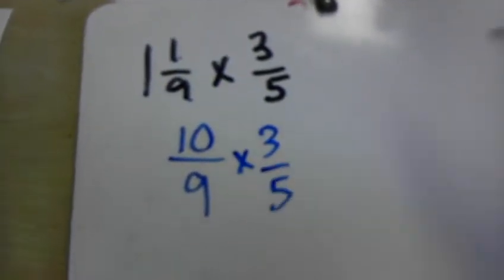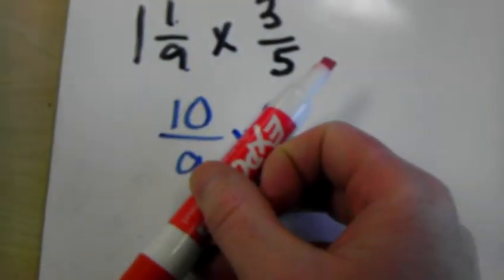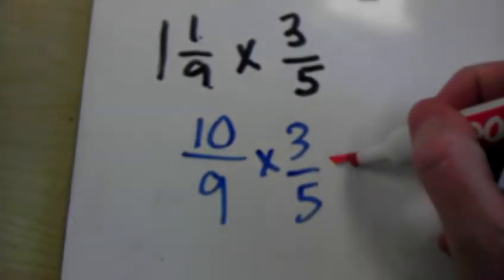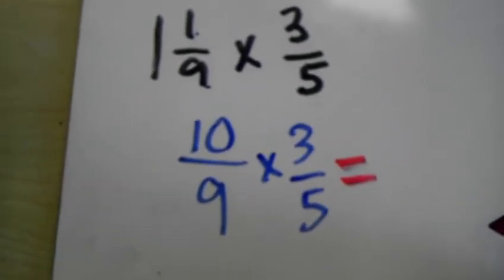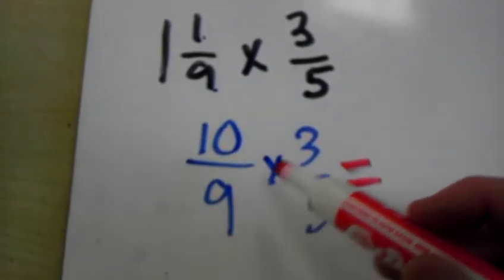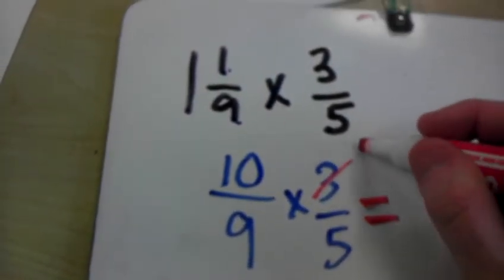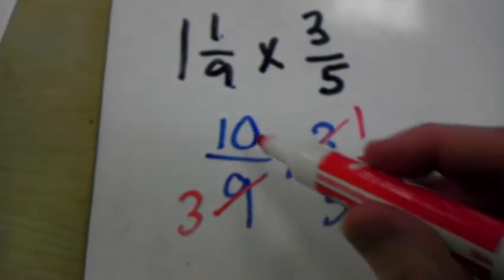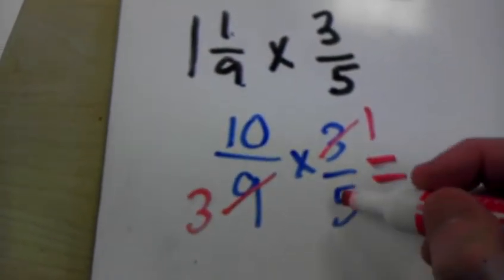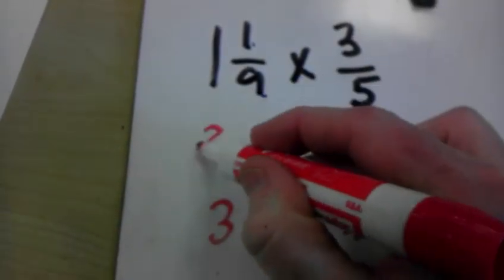3/5 here. Now, the nice thing about this problem, I can simplify diagonally before I go through and work this out. Otherwise, I'll just be working with bigger numbers. You could get the right answer that way, but to make it easier, I can find out that 3 and 9 have a common factor of 3, so I can divide them both by 3. And 3 divided by 3 is 1, 9 divided by 3 is 3, 5 and 10 also share a common factor of 5. So 5 divided by 5 is 1, and 10 divided by 5 is 2.